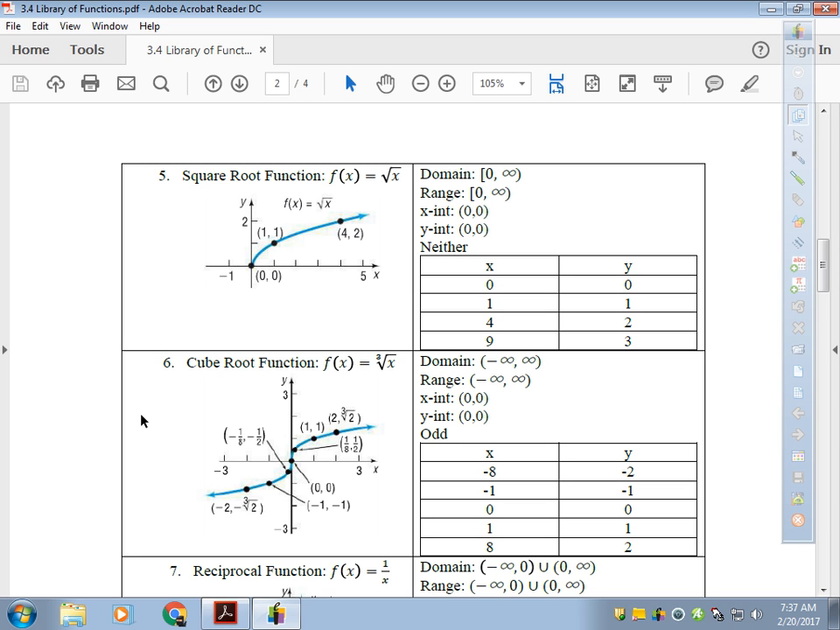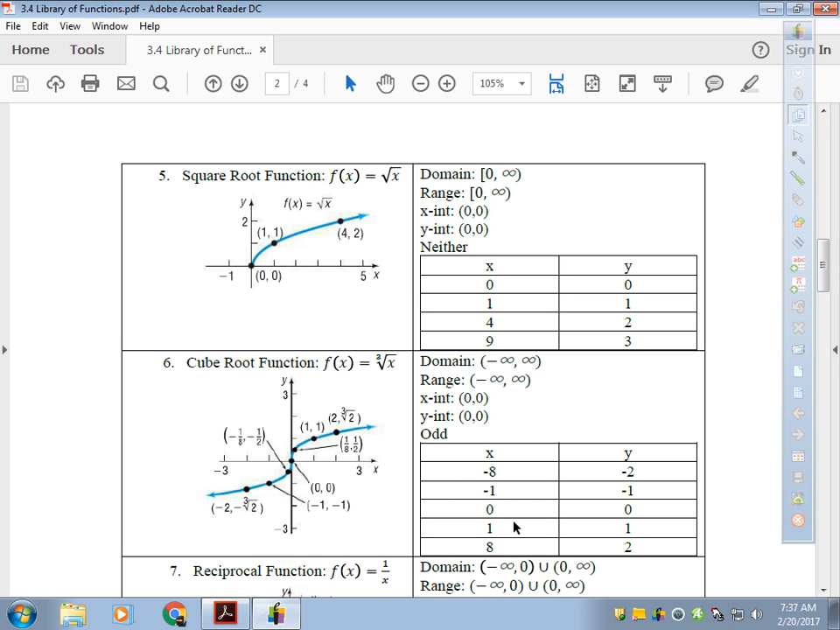All right, number 6 is the cube root function. F of x equals the cube root of x. So it looks kind of like this. It has a domain of negative infinity to infinity, a range of negative infinity to infinity. The x and y-intercept are both there at the origin, 0, 0. It is an odd function because it does have origin symmetry. If you take a point and reflect and reflect again, it does match up over there.